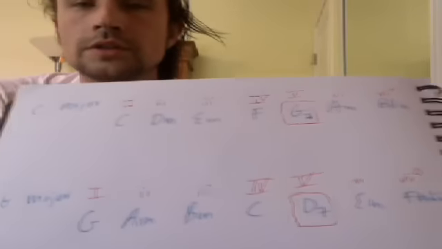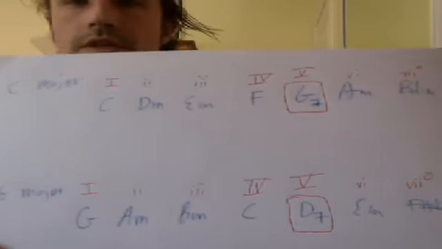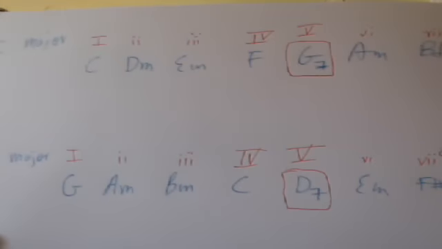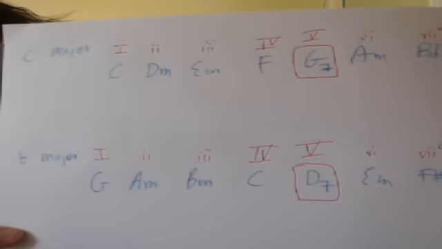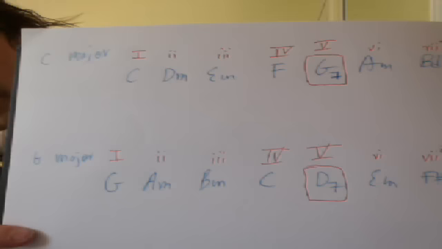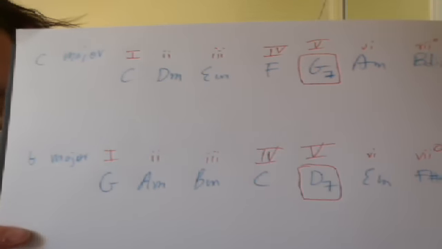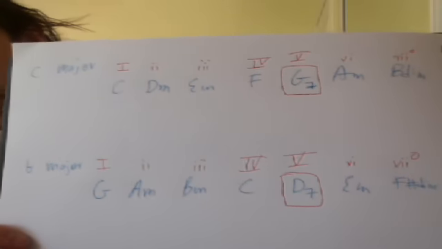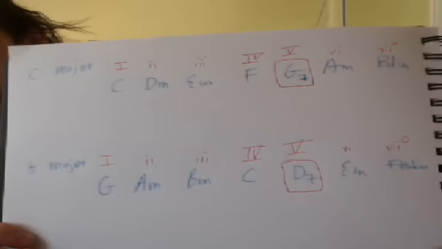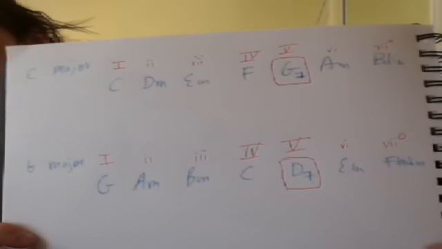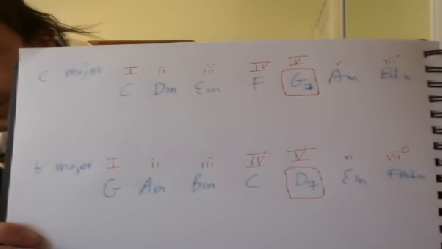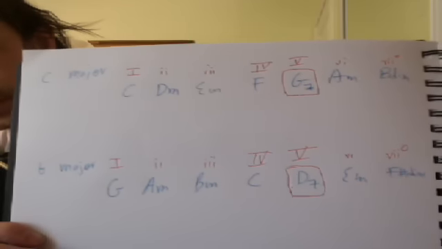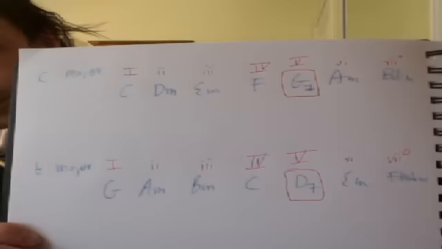So take a look at this picture real quick. Notice what I did. I wrote the key of C major on top, and you can see there's C, D minor, E minor, F, G7, so we can make the 5 chord into a dominant 7. A minor is the 6 chord, B diminished. And then on the bottom, G, A minor, B minor, C, D7, E minor, F sharp diminished. So those are the 7 chords in the key of C major on top and G major on bottom.